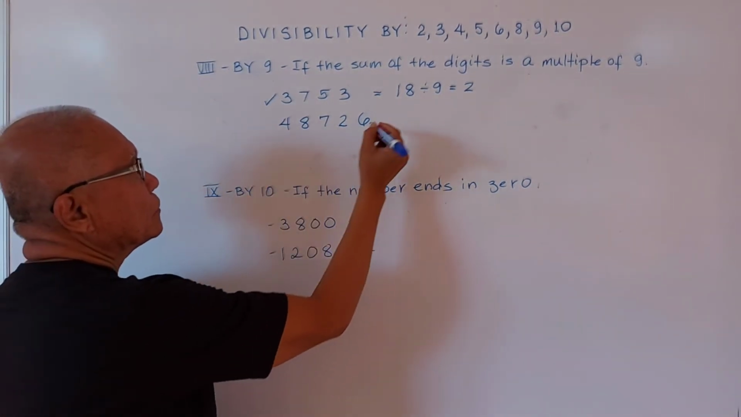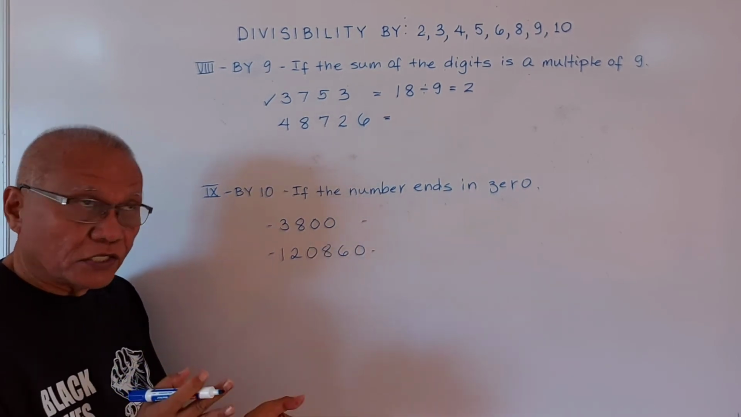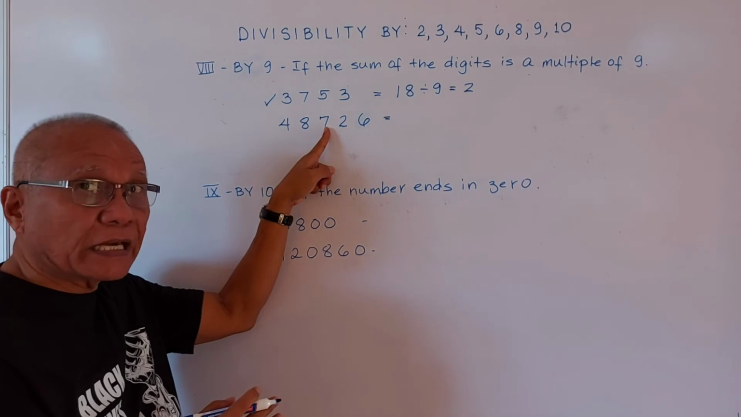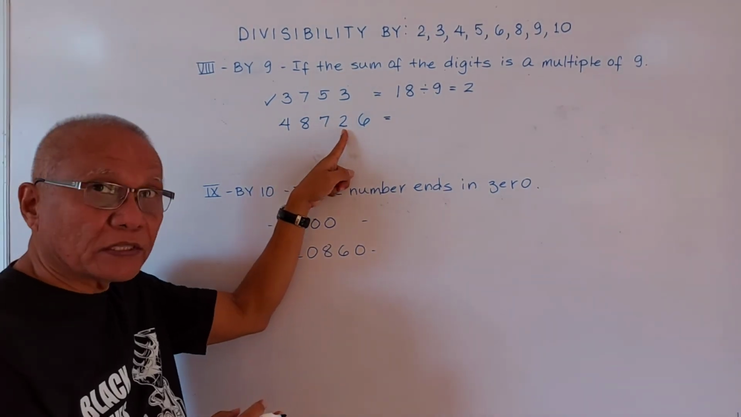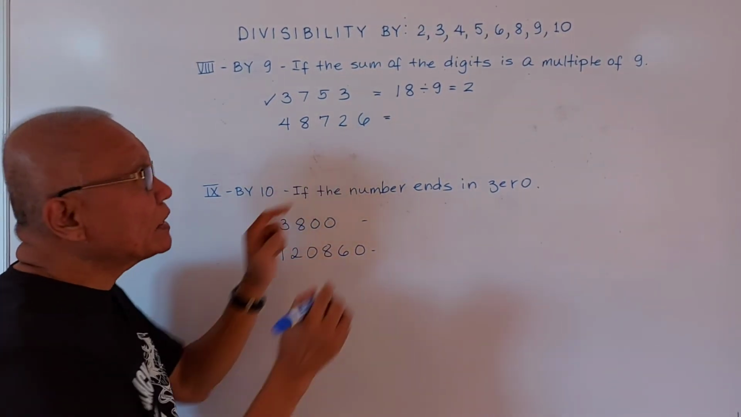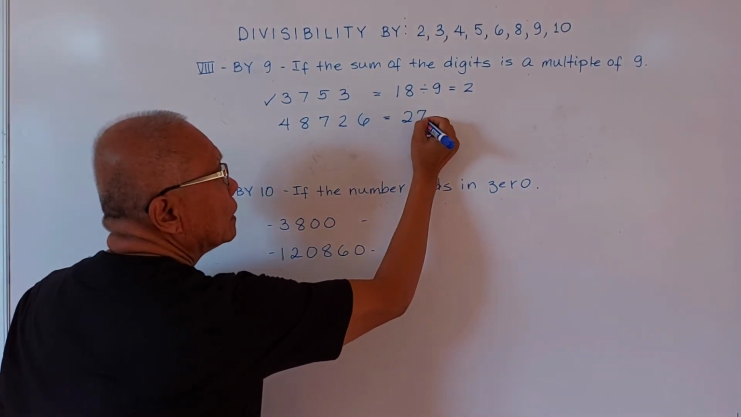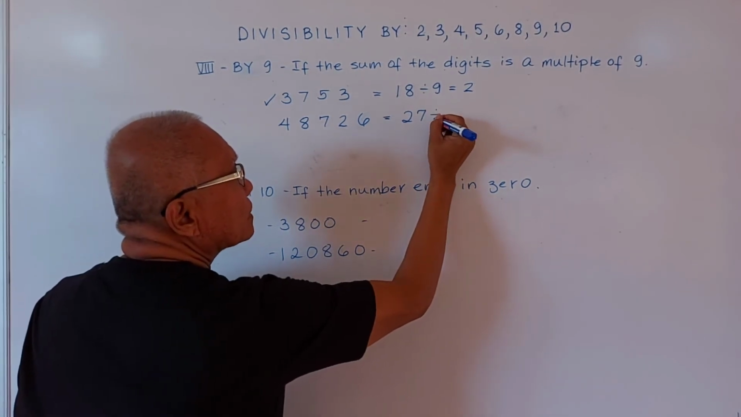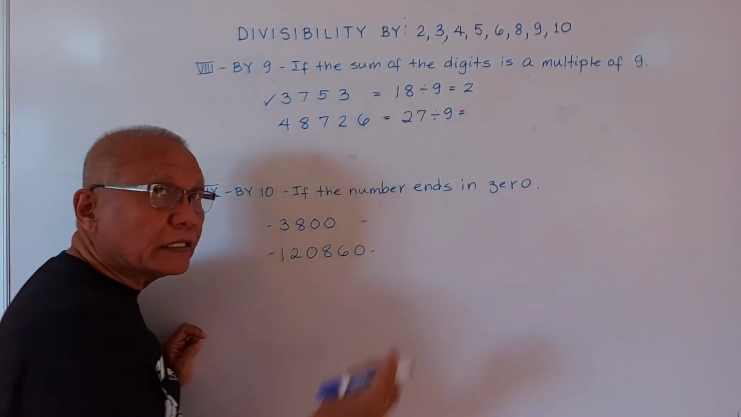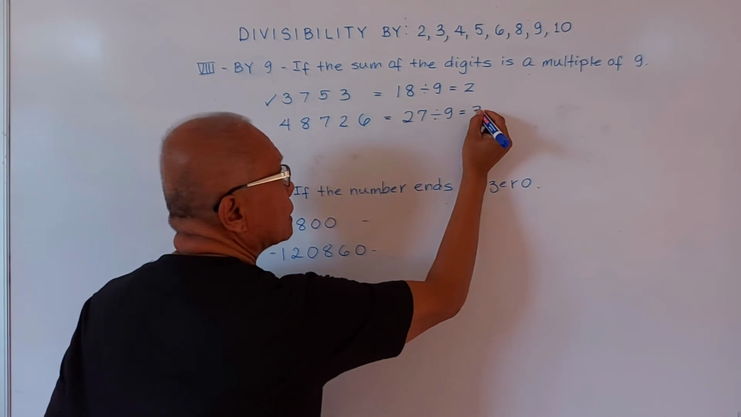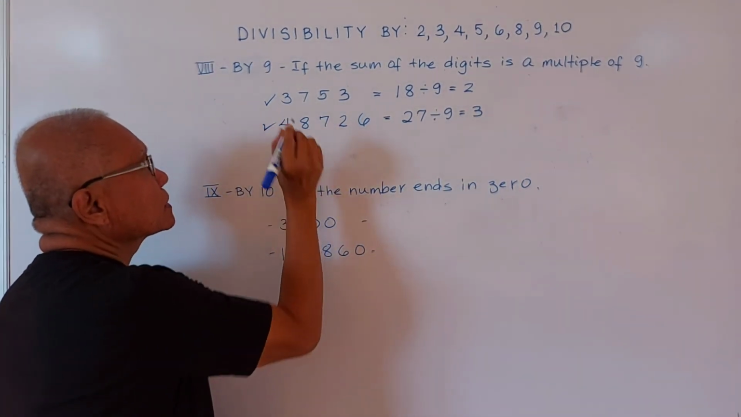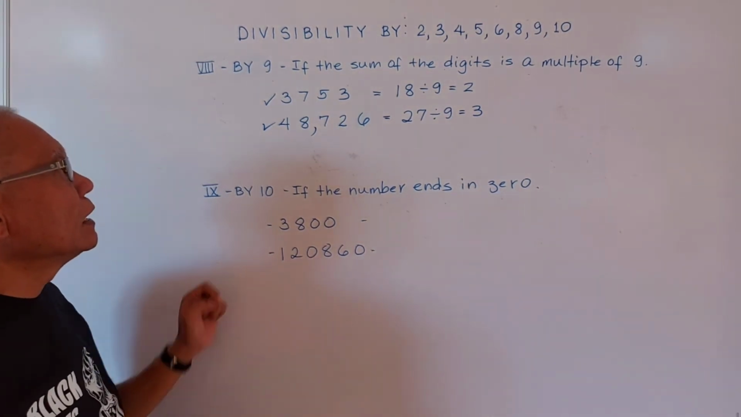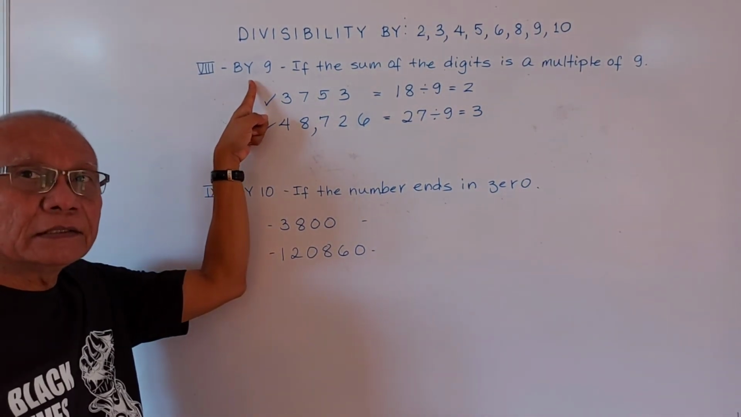Therefore, this number is divisible by 9. How about this one, the second one? So, we add the digits, where 4 plus 8 is 12, plus 7 is 19, plus 2 is 21, plus 6 is 27 here. The sum of the digits, 27. Let us try to divide it by 9. Can we divide it by 9? Yes, the answer is 3. Therefore, this 48,726 is divisible by 9.